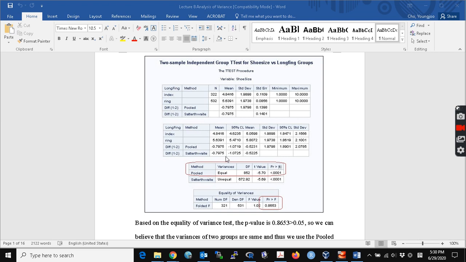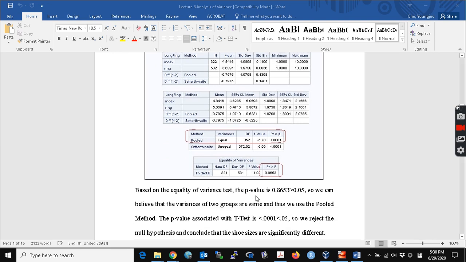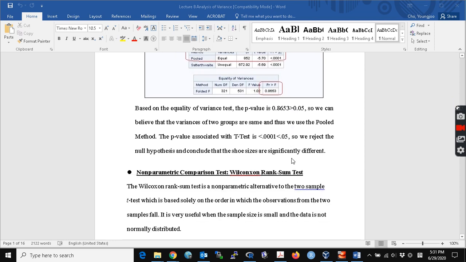Before looking at this third part, the test, as I said before, we need to look at the equality of variance test. The p-value is greater than 0.05. The null hypothesis here is that the two population variances are equal, and the alternative hypothesis is that these two population variances are not equal. Here we do not reject the null hypothesis, which means that the two population variances are equal. So we need to use the pooled method. We can get the degrees of freedom and the t statistic, and the p-value is less than 0.05. So we can conclude that the shoe size between the two groups is significantly different.